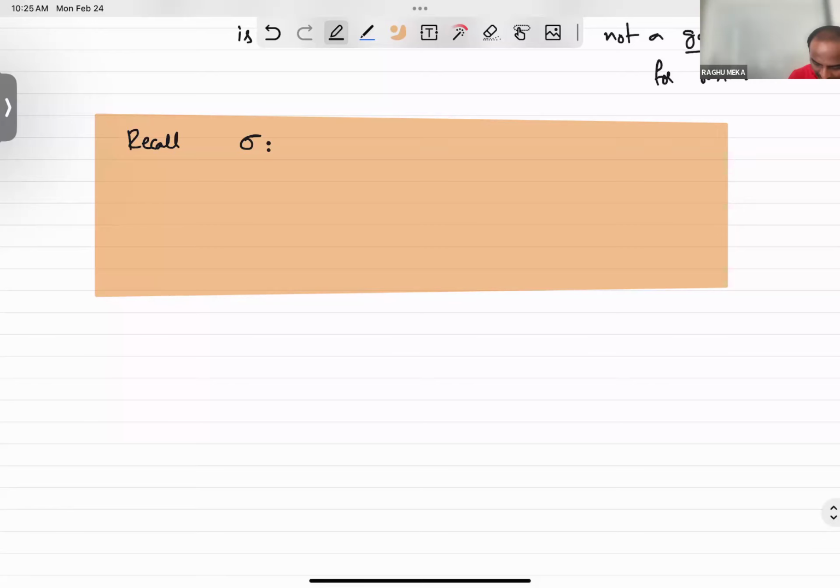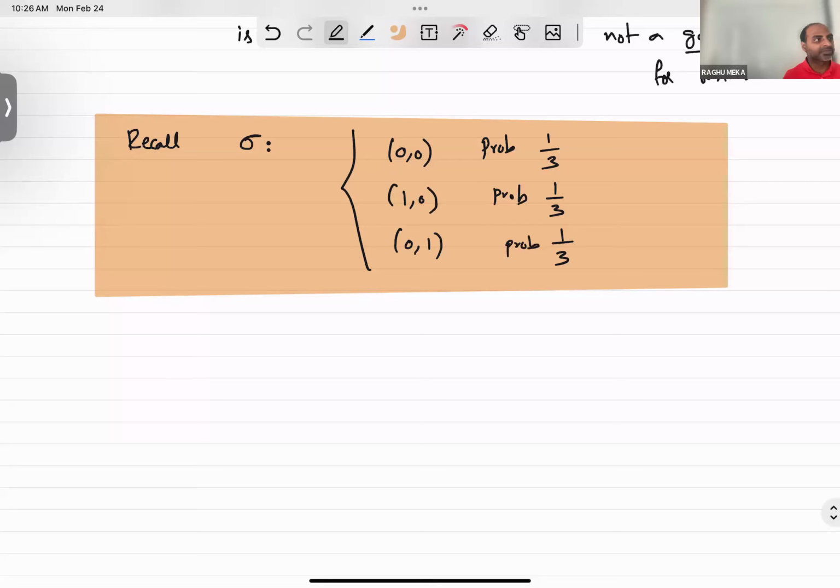Sigma is a distribution where (0,0) happens with probability 1/3, (1,0) happens with probability 1/3, and (0,1) happens with probability 1/3. Okay, right? So this is a distribution on sigma. Now, what do you notice about all of these three inputs? What's the NAND of them? NAND is 1, right? NAND is 1, okay?